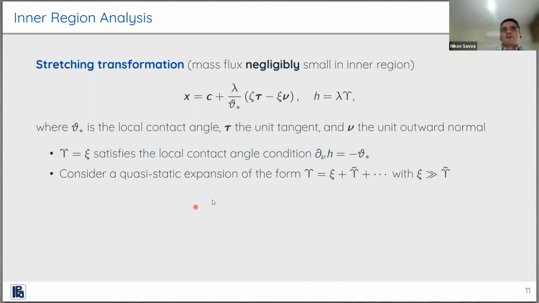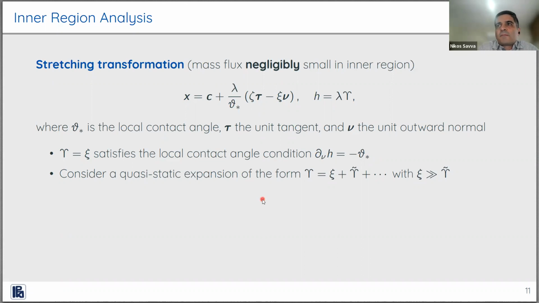So for the inner region, we first introduce a stretching transformation. By making this change of variable, you go from x, which is the actual variable, to z, zeta and c, which are the microscale variables. This means that we essentially zoom into the contact line region. If we zoom sufficiently close to the contact line region, what we see is just a wedge solution. So y epsilon equals c is a wedge solution which satisfies the contact angle condition.